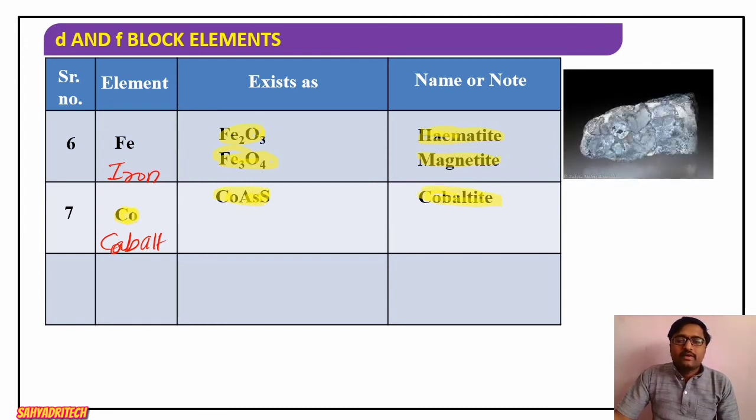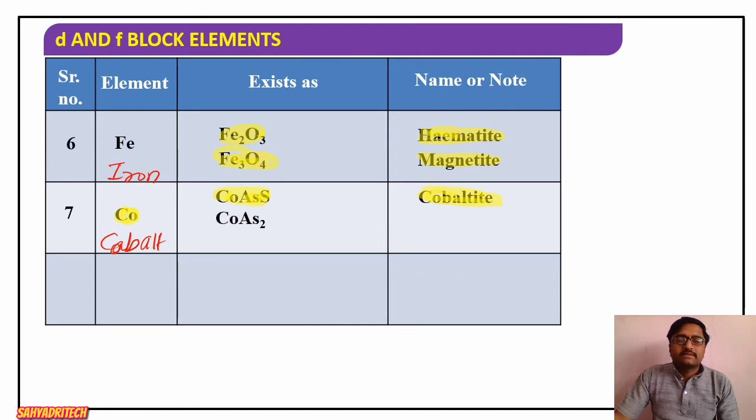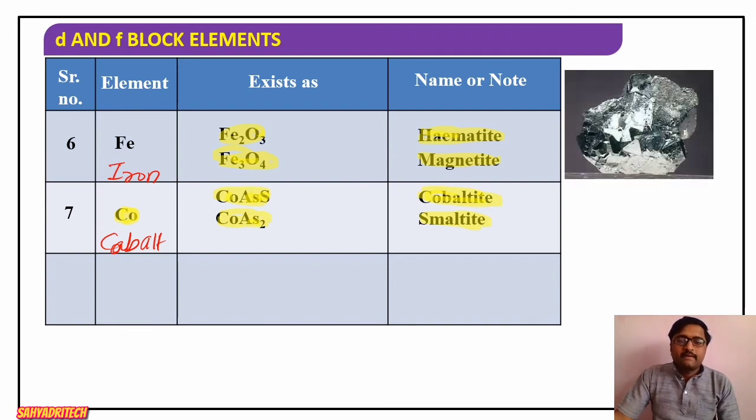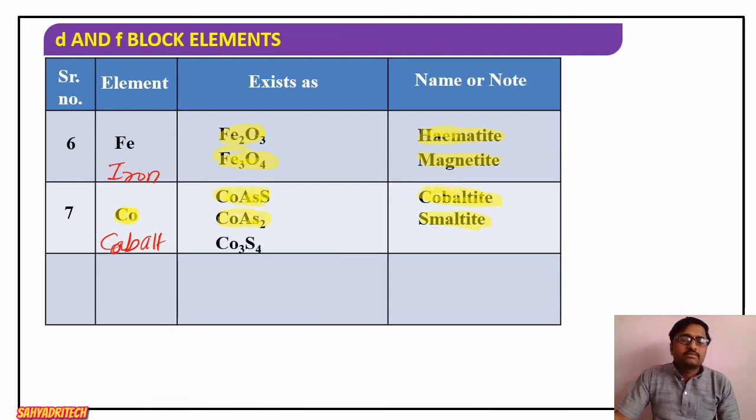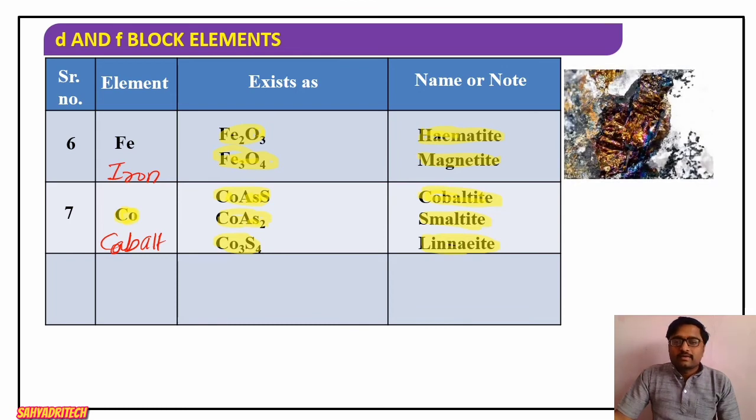So how does it look? It looks like this. Then next, CoAs2, cobalt arsenide. It is named smaltite. Smaltite is the name, and the composition is CoAs2. How does it look? It is a diagram of smaltite. The next compound of cobalt is Co3S4, cobalt sulfide. It is called linnaeite. Diagrammatically it looks like this.